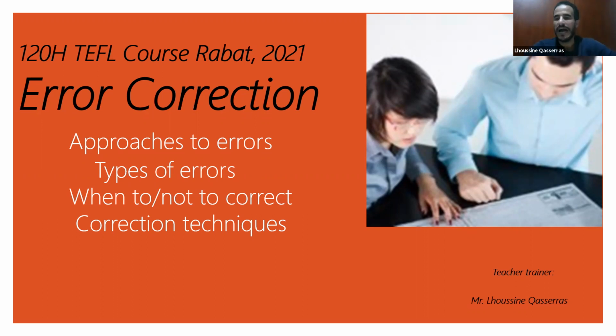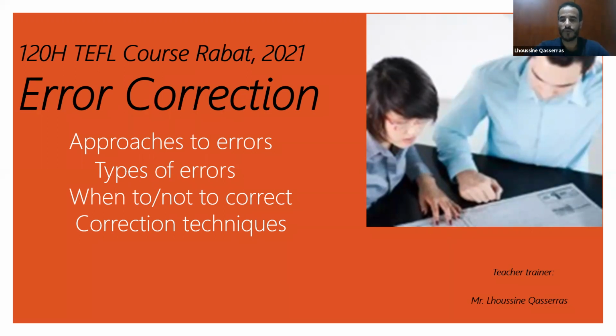And the lesson is very important tonight. It's about error correction. And here we are going to tackle 4 important areas about error correction. And as you see here, approaches to errors. What are the approaches to correcting mistakes or errors? What are the types of errors?